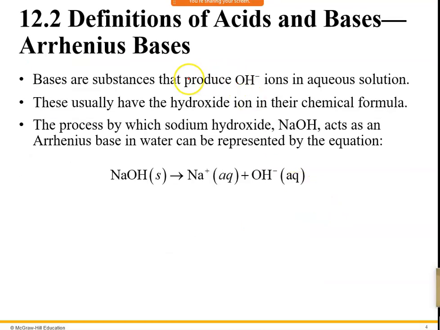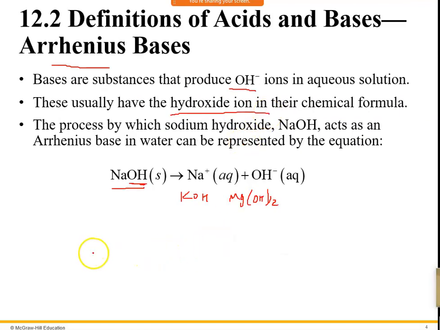An Arrhenius base is anything that ionizes and produces hydroxide ions. So in the formula of the compound, you have a hydroxide ion. So like sodium hydroxide or potassium hydroxide or even magnesium hydroxide. That's the structure, magnesium hydroxide. All right, these are what we call, again, Arrhenius acids and bases. So it's a process in which the hydroxide ion is in the formula.